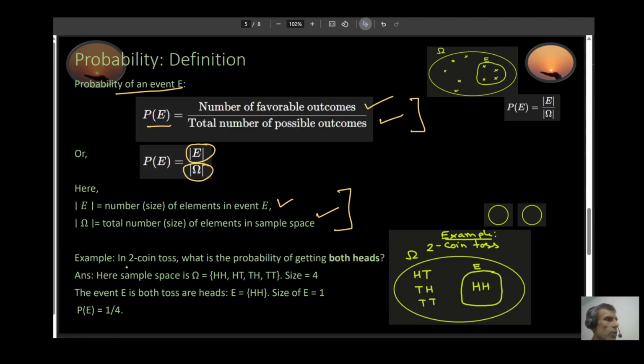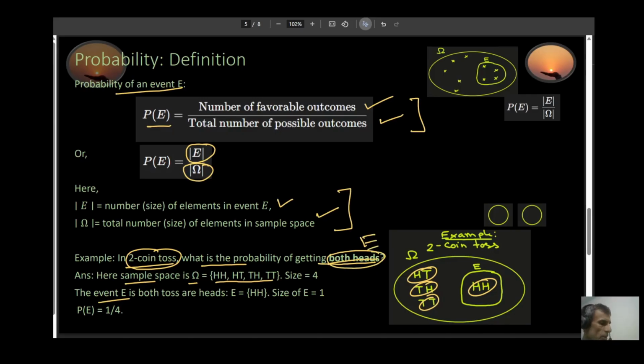So let's say in a two coin toss, the question is, what is the probability of getting both heads? First find your sample space. In this case, it's a two coin toss experiment, so these are all your outcomes: head head, head tail, tail head, tail tail. Now what is my event E in this case? Well, look at the question: what is the probability of getting both heads? So this right here represents my event E.